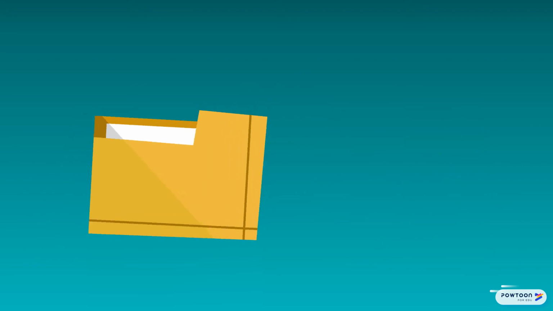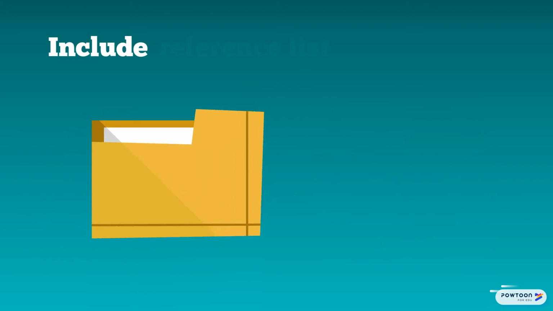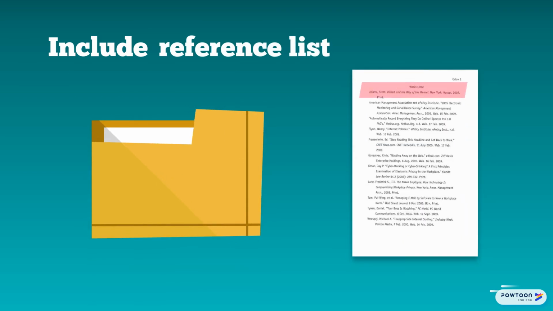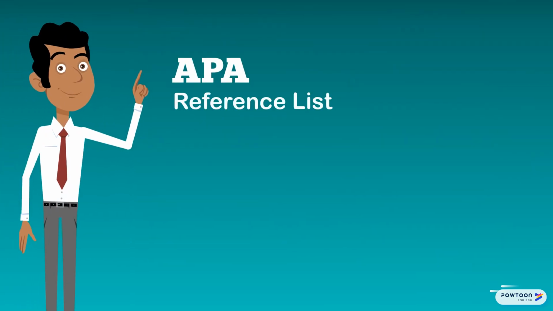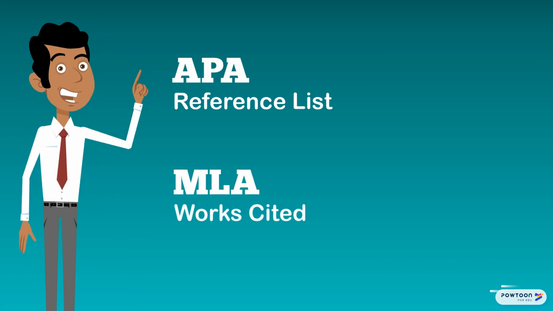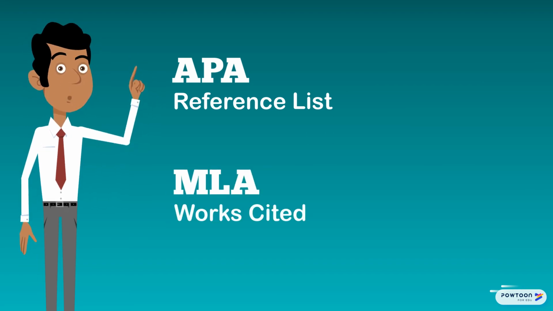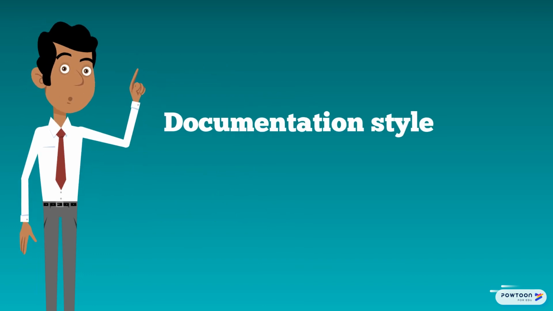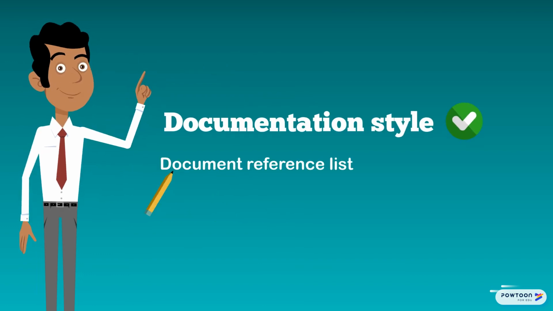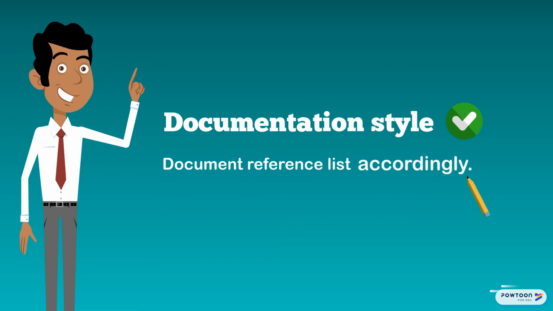The other thing you need to include with either documentation style is a reference list. This is found at the end of your paper and lists all the sources you consulted for your paper or lab report. APA calls this a reference list, while MLA calls it a works cited. Both are reference lists. Just be sure to know which documentation style you are using and document the reference list accordingly.